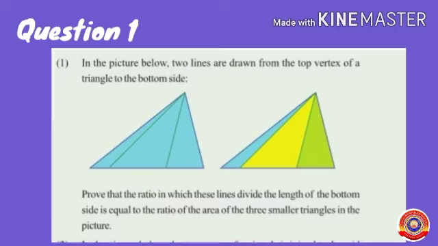Question number 1. In the picture below, two lines are drawn from the top vertex of a triangle to the bottom side. Prove that the ratio in which these lines divide the length of the bottom side is equal to the ratio of the areas of the three smaller triangles in the picture.